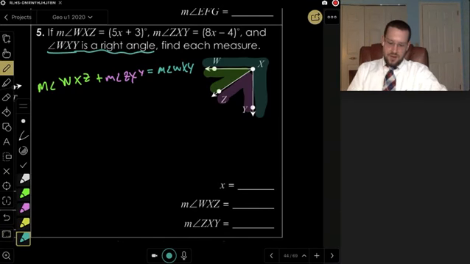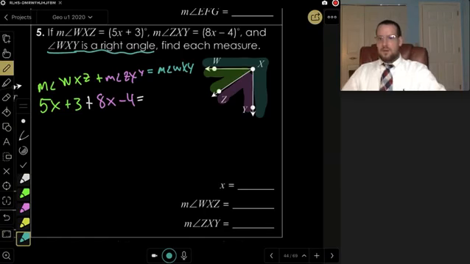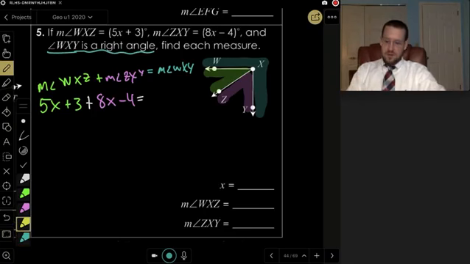Okay, so in green, this is going to be 5x plus 3, plus our angle in pink. So this is going to be 8x minus 4, and it's going to be equal to our angle in blue. Well, what's that measure? I don't know. How am I supposed to know? Oh, because it says it. It says that it's a right angle, and right angles are 90 degrees. Another way that we could write that would be this little box inside, right? Or we will have to be told that it's 90 degrees.